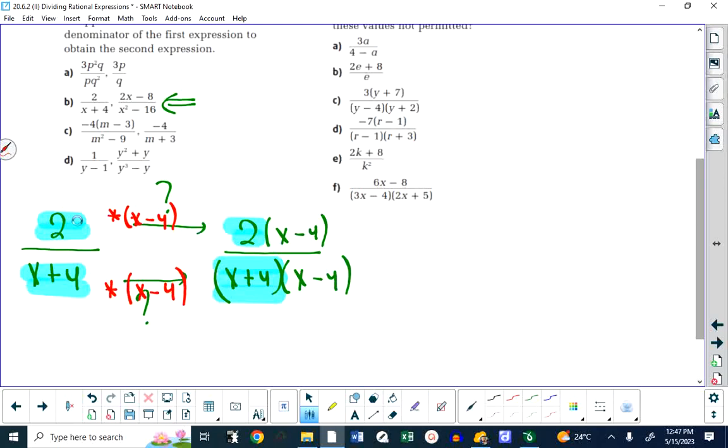Is that okay? By the way, if we were going in the other direction, you would say you're dividing the numerator and denominator by x minus 4. Any other questions from page 317, this section? Go ahead, Gabrielle.